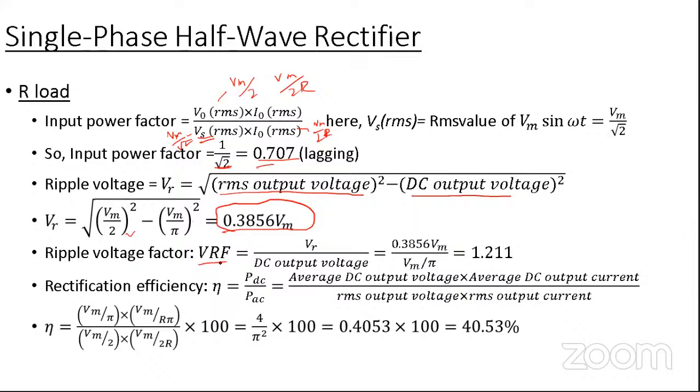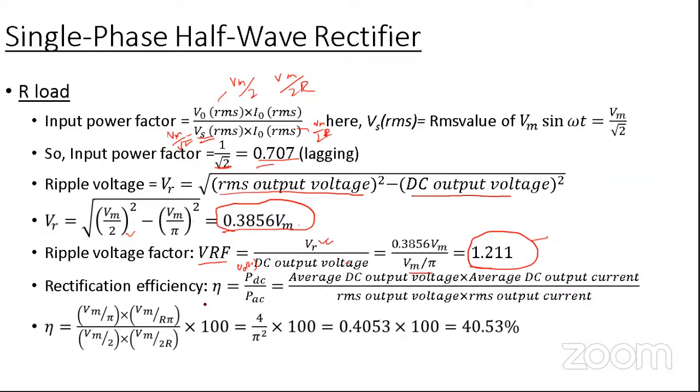Ripple voltage factor is basically the ripple voltage divided by the DC output voltage, or you can say the average output voltage. Okay, so VR is equal to 0.3856 Vm, and DC output voltage is Vm by pi. So this is basically 1.211. This is the ripple voltage factor, and it is basically constant for this type of half-wave rectification scheme.